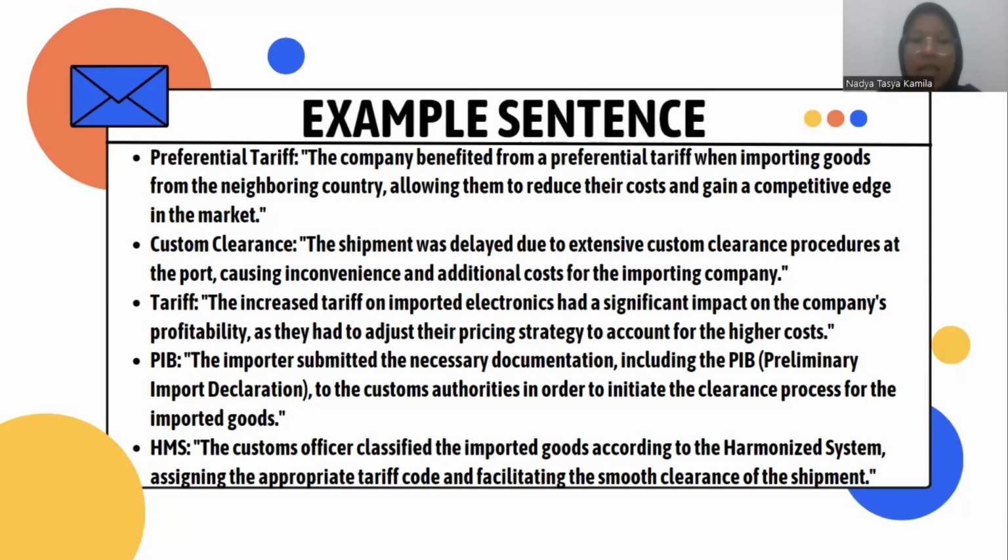PIB. The importer submitted the necessary documentation, including the PIB, to the customs authorities in order to initiate the clearance process for the imported goods. HS. The customs officer classified the imported goods according to the harmonized system, assigning the appropriate tariff code and facilitating the smooth clearance of the shipment.